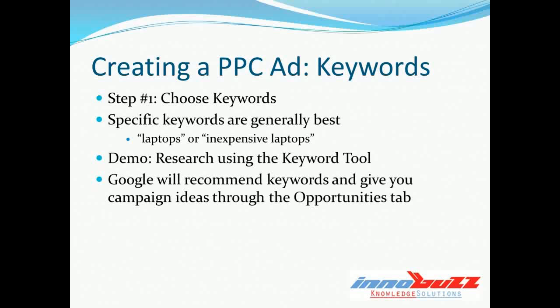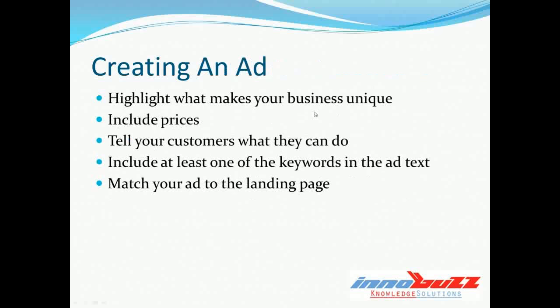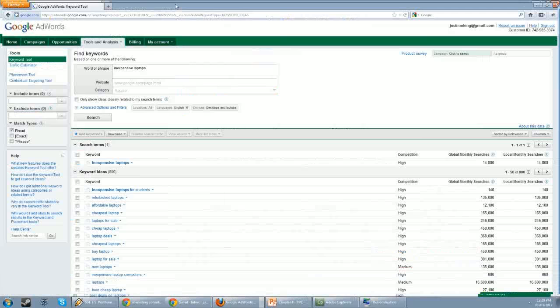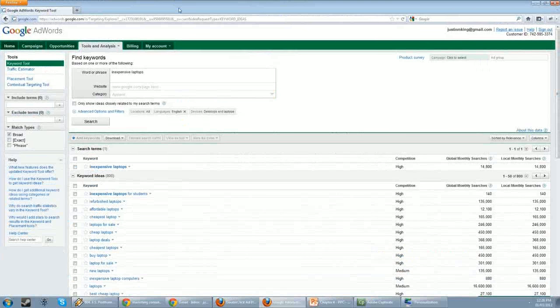But we actually have to choose keywords. We can't just make them up off the top of our head. Now, the way we do that is by using the keyword tool. And we've looked at this before, but now we're going to look at it in terms of how the keyword tool is meant to be used. So, inexpensive laptops, we've entered it in, set our locations to all, languages English, and devices not mobile. Here's our keyword. We know that our competition is high, so we're going to have to pay a lot for it. We're going to talk about that in a second.